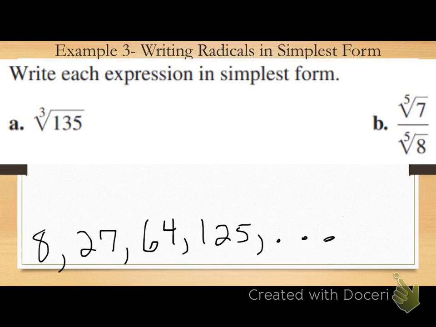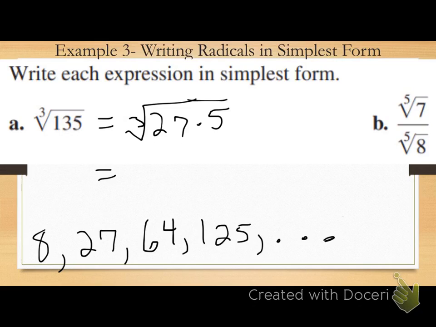So I'm trying to find the biggest perfect cube that goes into 135, so I can simplify this radical. The biggest perfect cube that goes into 135 is 27. 27 times what? 5. 27 times 5 gives me 135. How does that help me simplify? What can I take the cube root of that's under that radical now?